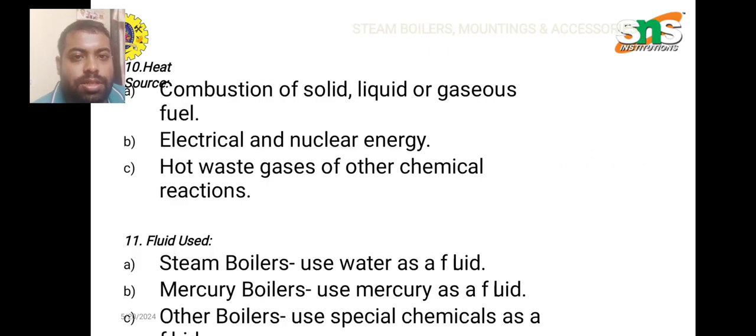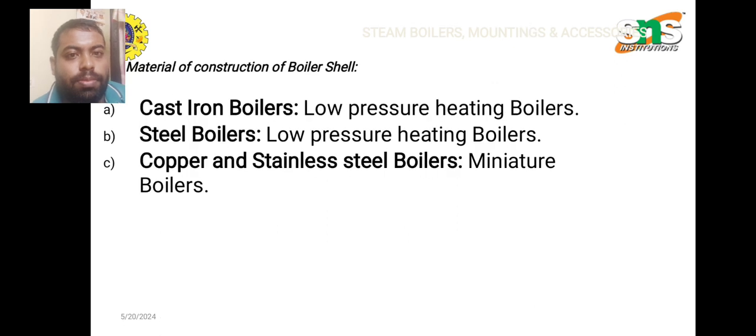Based on heat sources, it is combustion of solid, liquid or gaseous fuel. It also uses electrical and nuclear energy and hot waste gases of other chemical reactions. Various fluids used: in steam boilers, water is used as the fluid. In mercury boilers, they use mercury as the fluid, and in other boilers they use special chemicals as the fluid.